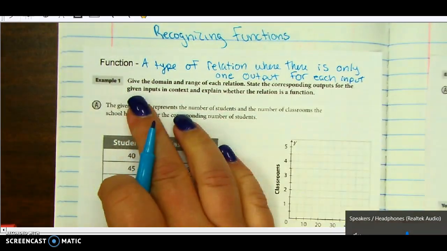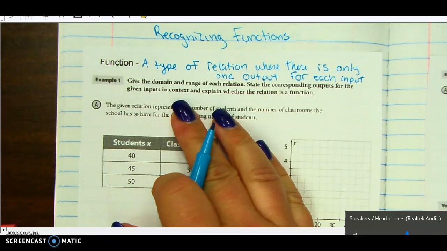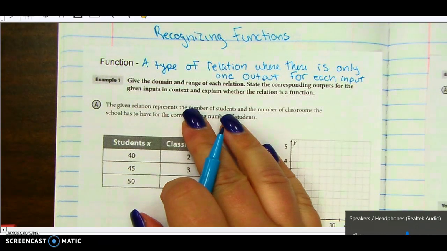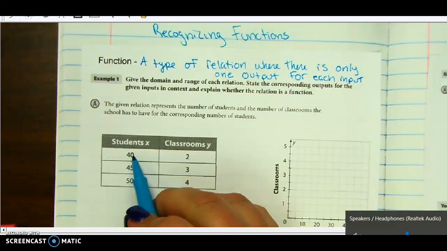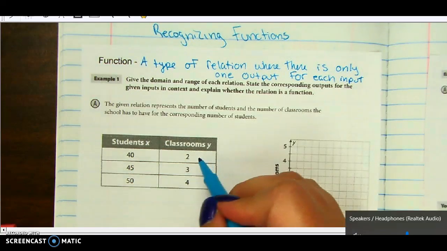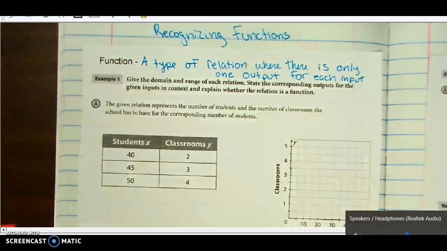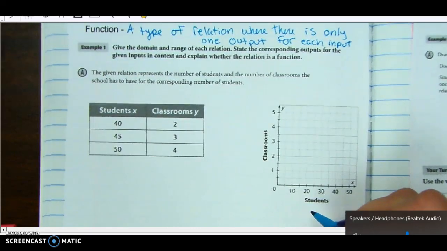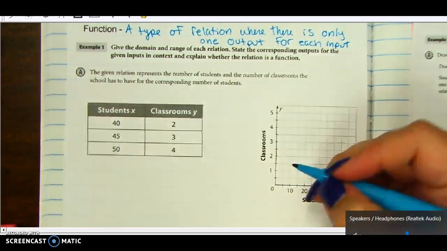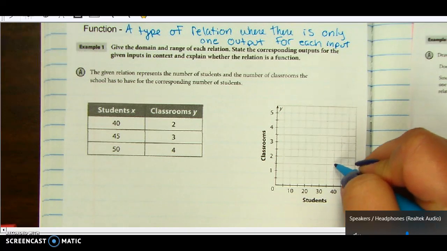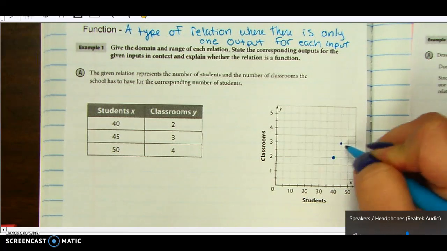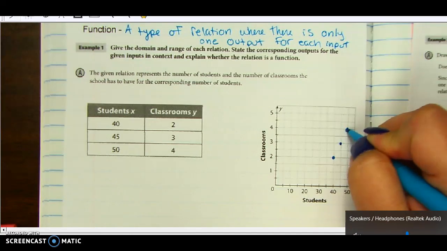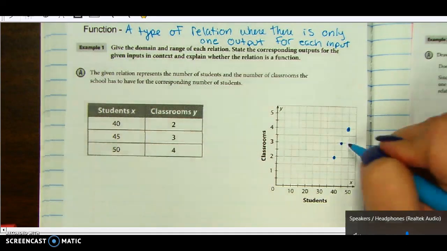So we're supposed to, on this part here, give the domain and range, state the corresponding outputs for the inputs in context, and explain whether it's a function. So basically here, we have 40 students, 45 students, and 50 students, and their classrooms. The number of classrooms that they have are right here. So we're first going to graph that. 40 students, and they have 2 classrooms. 45 students will have 3 classrooms, and 50 students will have 4 classrooms. So that's if we graph it here.